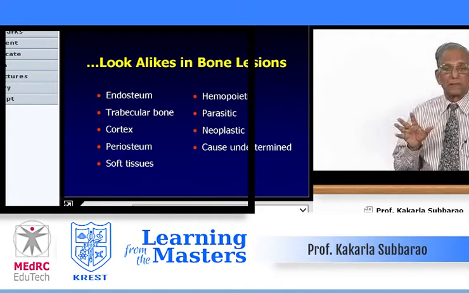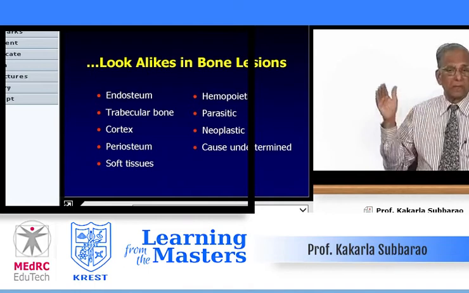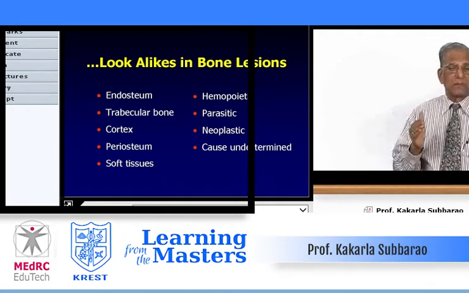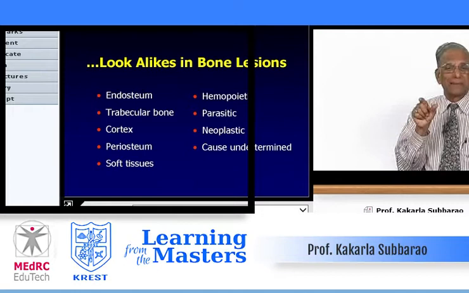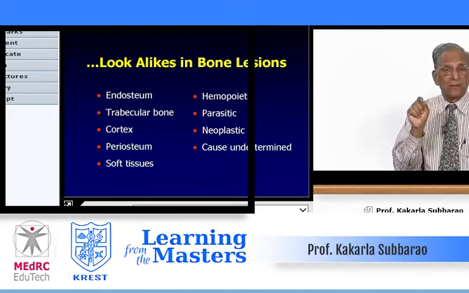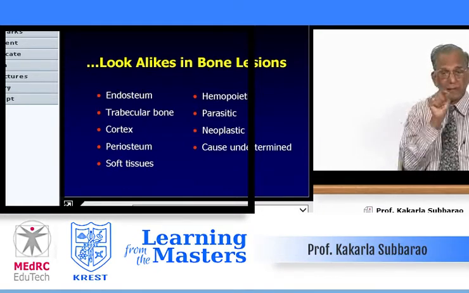And then cortex. Sometimes chronic periosteal reaction may get incorporated in the cortex and the cortex may be thickened. Or localized, for example, say an osteoid osteoma, intracortical, the cortex may be thickened. Or it is thinned in an expansile lesion.